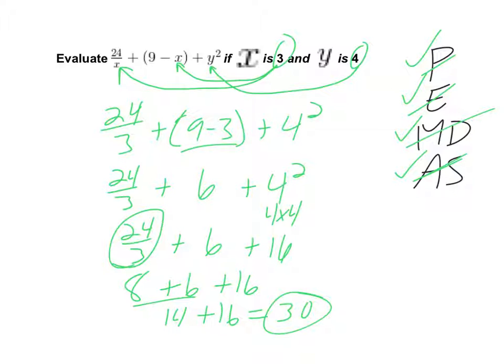Plugging 3 in for x and 4 in for y gives us an expression of 24 over 3 plus, in parentheses, 9 minus 3 plus 4 squared. First thing we do is parentheses. 9 minus 3 is 6. Next we do exponents. 4 squared is 4 times 4 is 16.